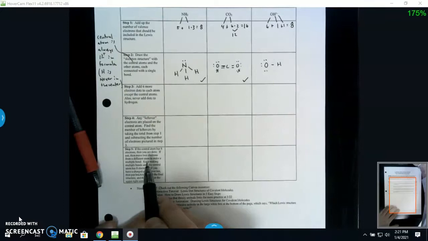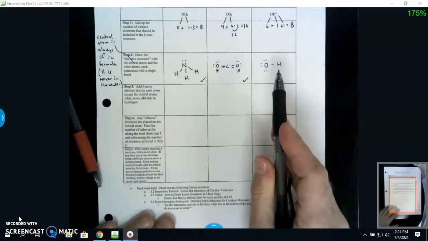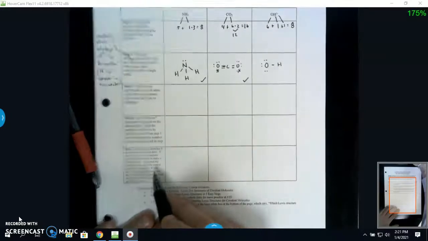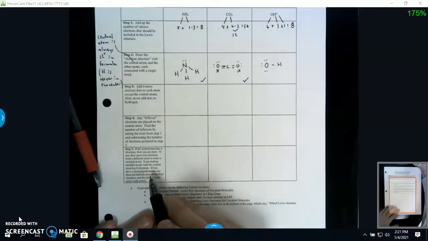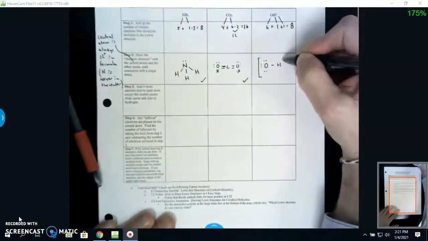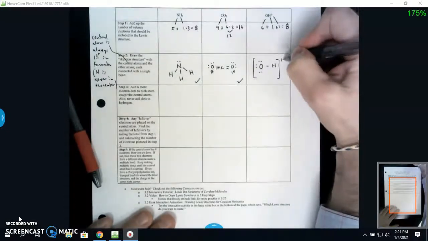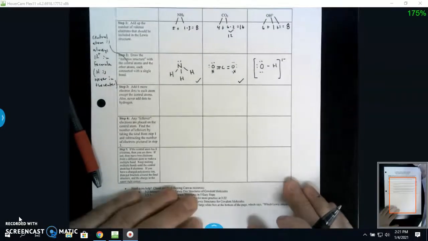Step 5 is about making sure that everything is following the octet rule, with the exception of hydrogen. And if you look down here at the bottom, it says if you have a charged polyatomic ion, then you place brackets around the final structure, and you put the charge in the upper right-hand corner of the brackets. So because this is a charged polyatomic ion, I'm going to put it in brackets, and I'm going to put the charge right up here.